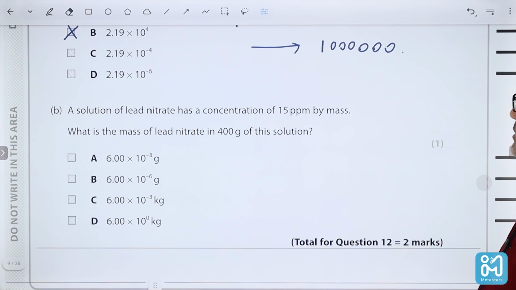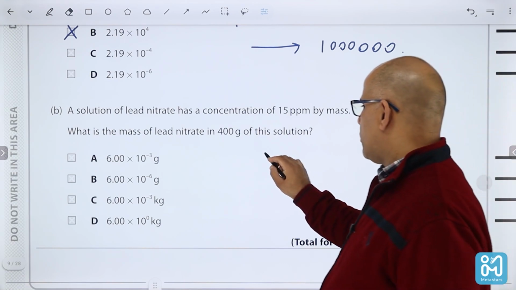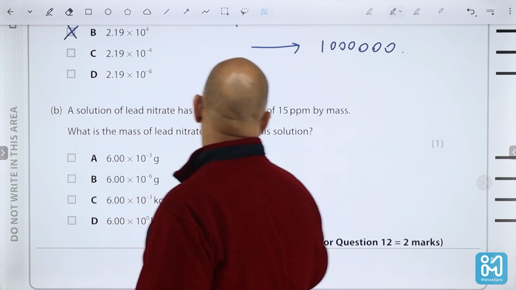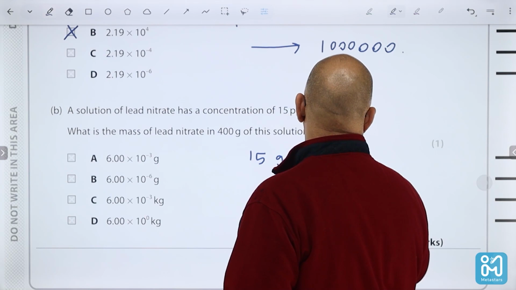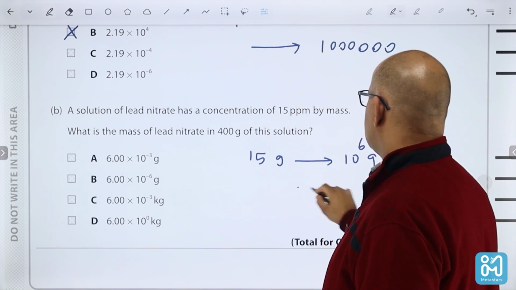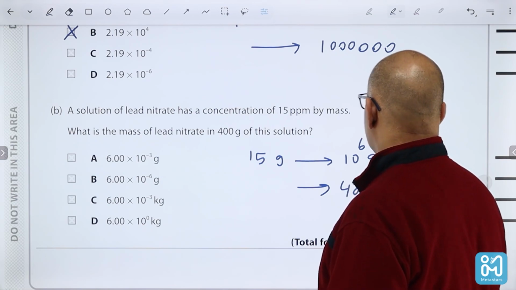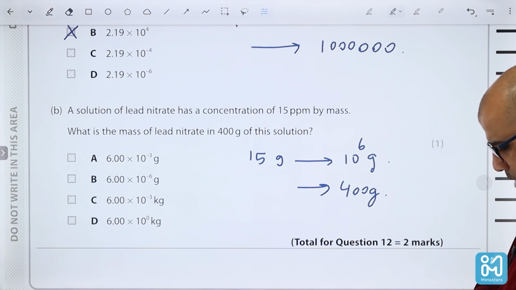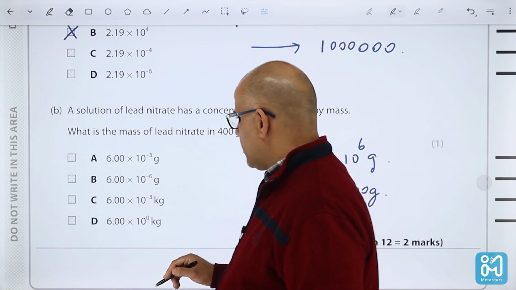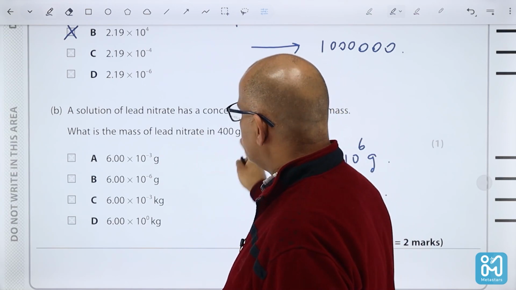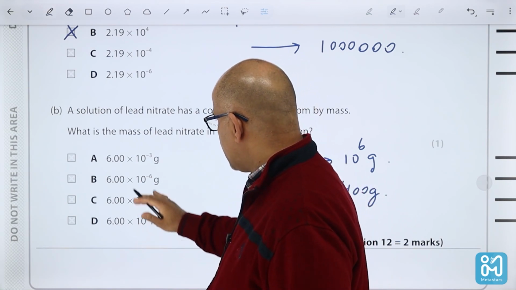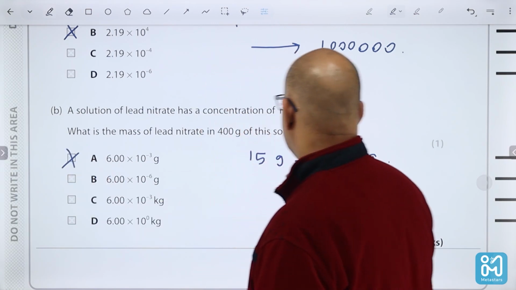A solution of lead nitrate has a concentration of 15 parts per million by mass. What's the mass of the lead nitrate in 400 grams? So we have 15 grams in 10 to the power 6 grams. That's the unit. He's asking you how much we have in 400 grams. So you can calculate it by 15 times 400 over 1 million. So this equals 6 times 10 to the power negative 3. He's asking you in grams, so it will be 6 times 10 to the power negative 3 grams. So A is the correct answer.